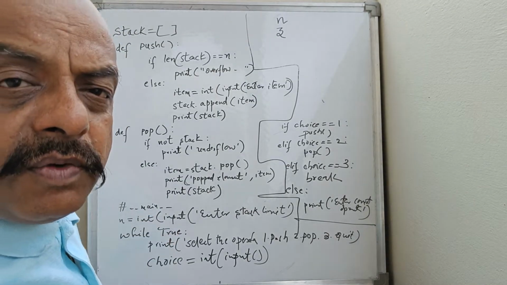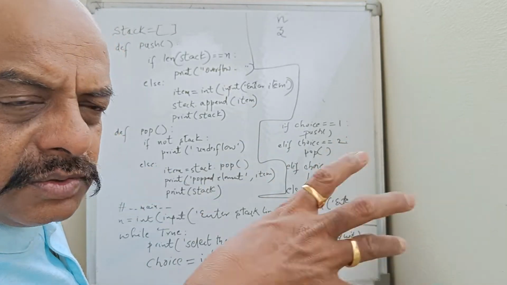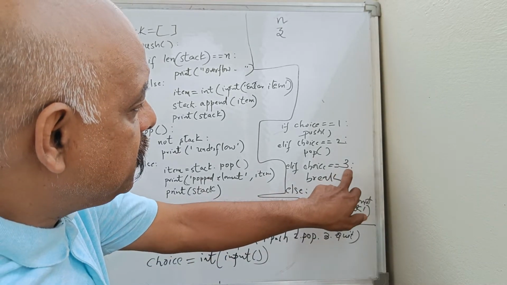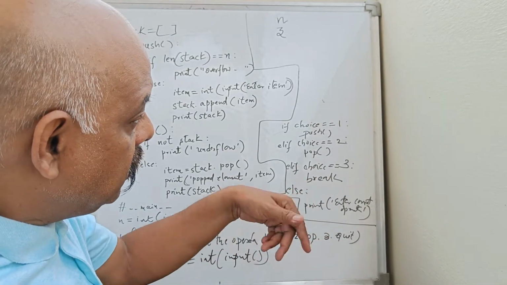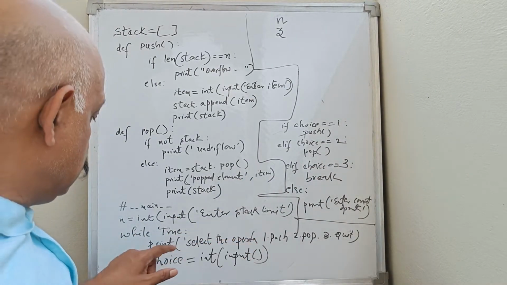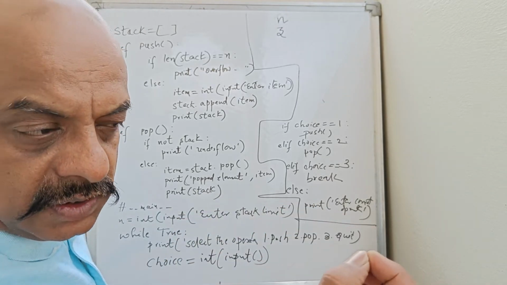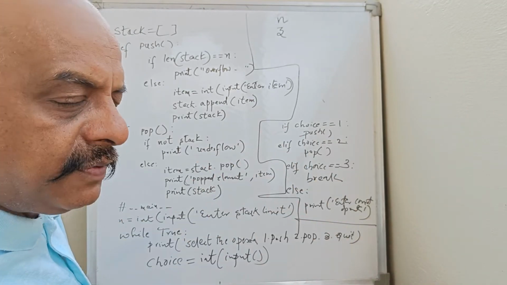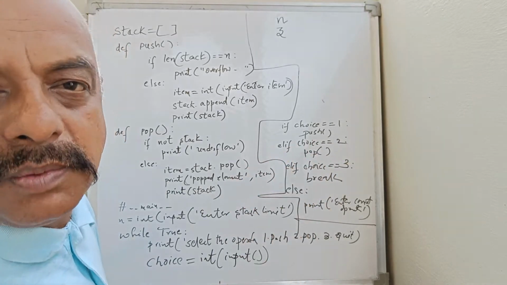Here you are using a while loop. While loop means as long as true, you are executing the loop body. You come out of the while loop when you type choice 3. Whenever you type 1 or 2, for example if you type 1, this will be printed: select the operation. 1 indicates push. If the choice is 1, then the push operation should be done. If the choice is 2, the pop operation has to be done. If the choice is 3, you have to come out of the loop.